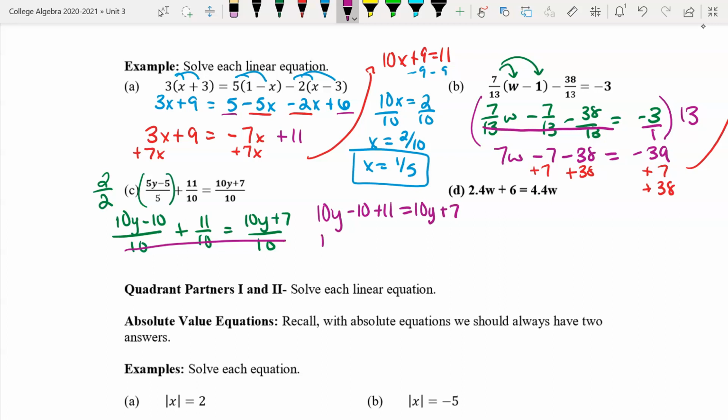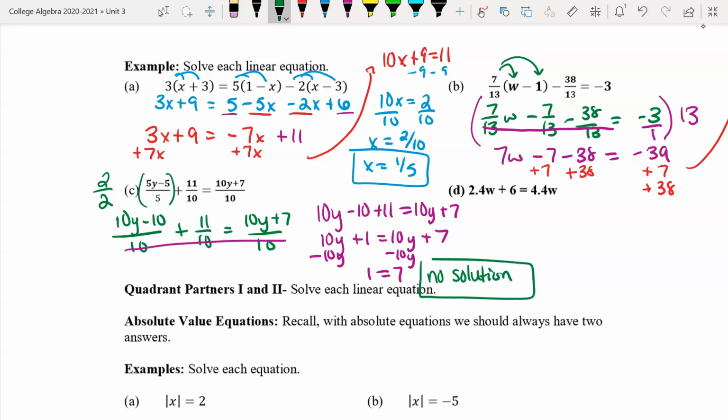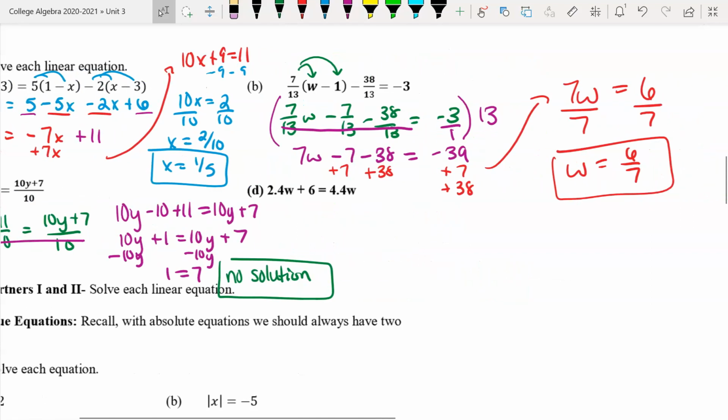I'm going to solve it. I get 10y plus 1 equals 10y plus 7. Subtract 10y. 1 equals 7. Well, you got to ask yourself, does 1 equal 7? If the answer is no, then I would say it's no solution. If the answer was yes, it would be all real numbers.